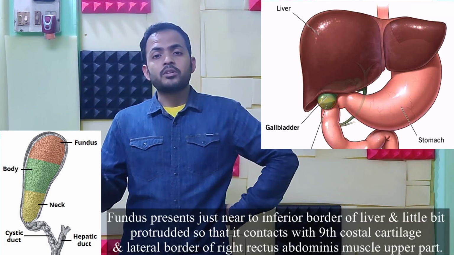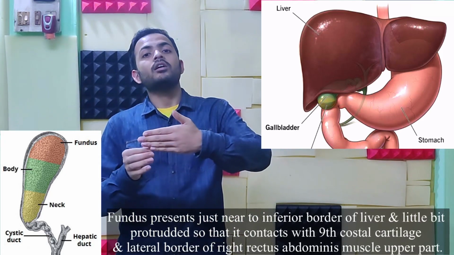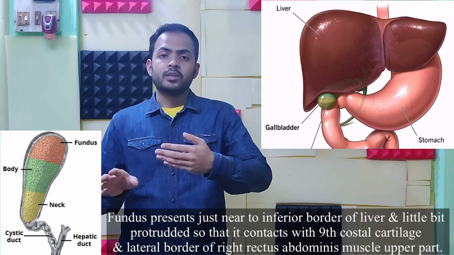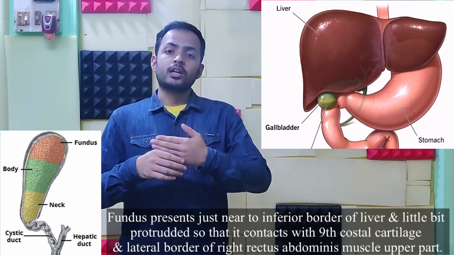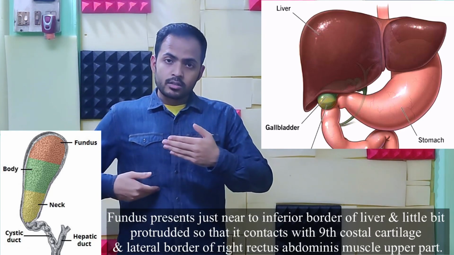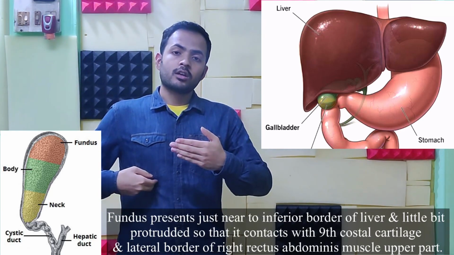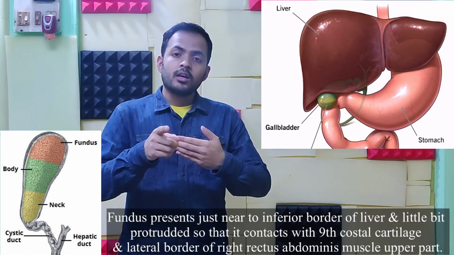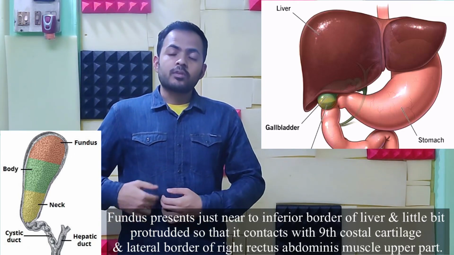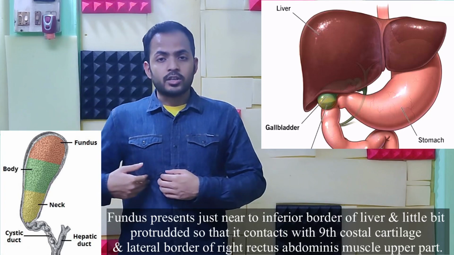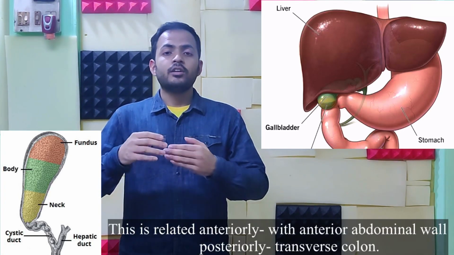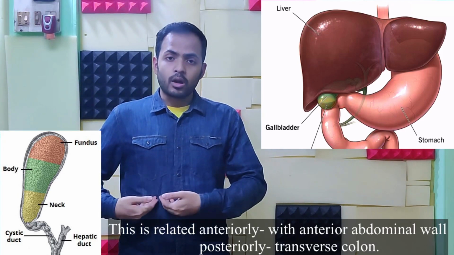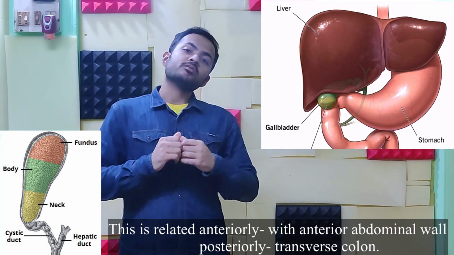This fundus is present just near the inferior border of the liver, and it's a little bit protruded anteriorly so that it can touch the ninth costal cartilage, and it touches the lateral border of the rectus abdominis muscle, right side. Now, this is related anteriorly with the anterior abdominal wall and posteriorly with the transverse colon.